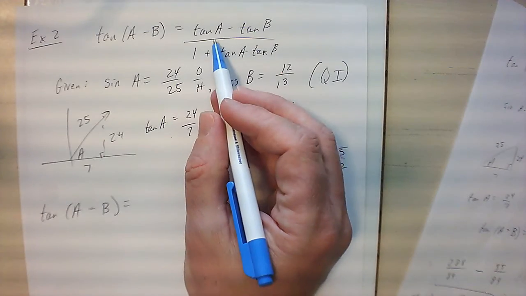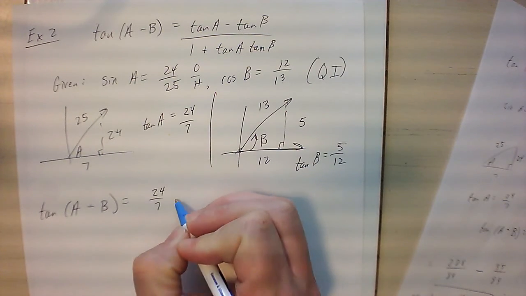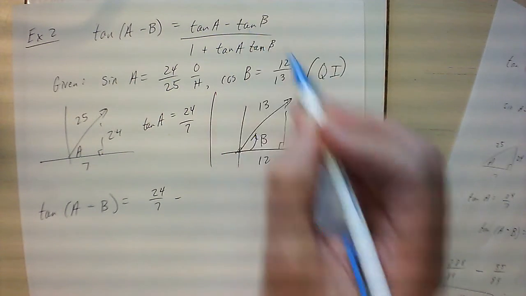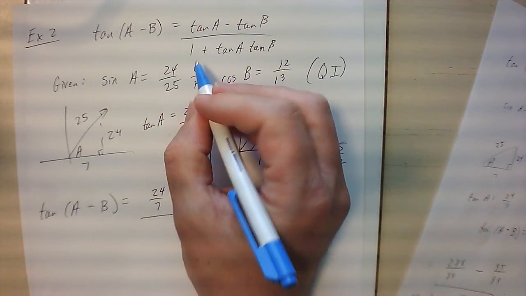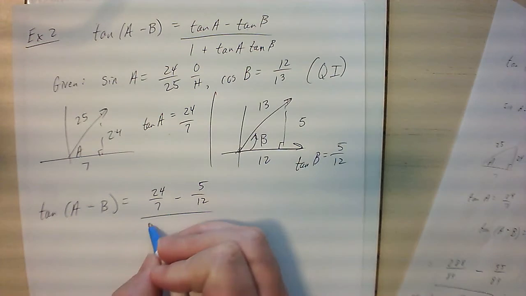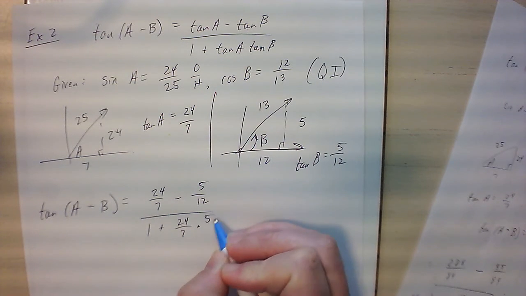So it says to subtract the tangent of alpha, so 24/7, minus tangent of angle B, 5/12, all over 1 plus the product of those two. So 1 plus the product of those two values.